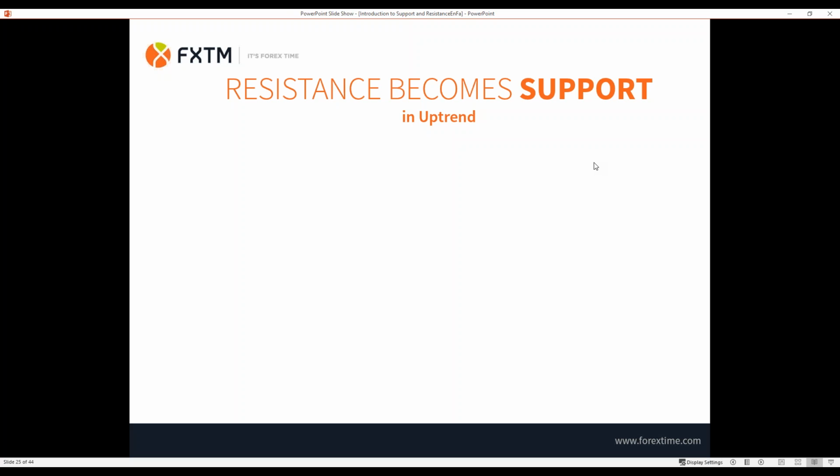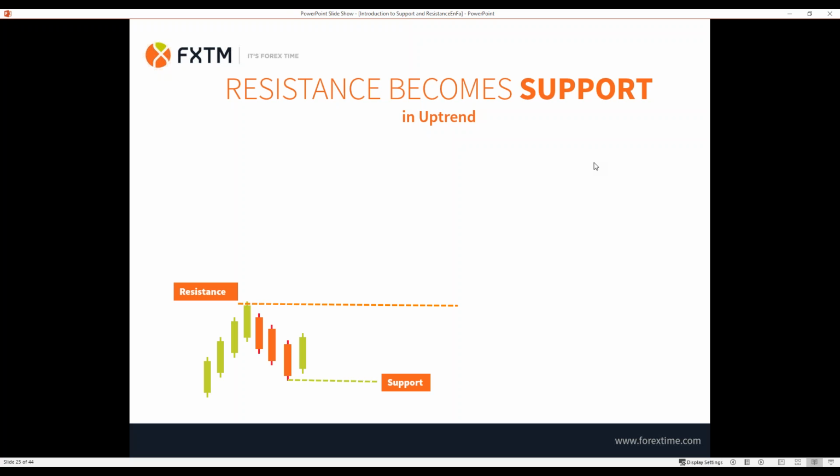Resistance becomes support. So this is very interesting because support and resistance change roles. They change roles. So you see here, let me backtrack them one more time. Yeah, you see resistance because this is a top and this is support because this is a bottom.